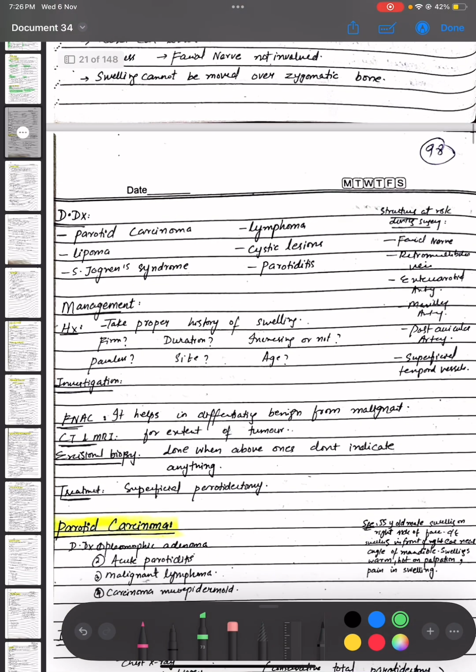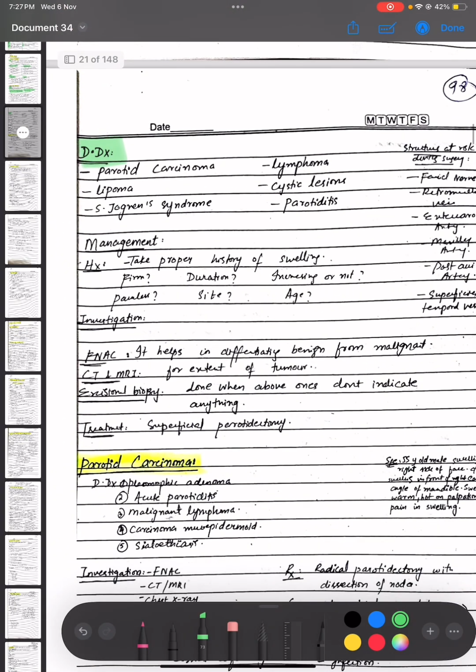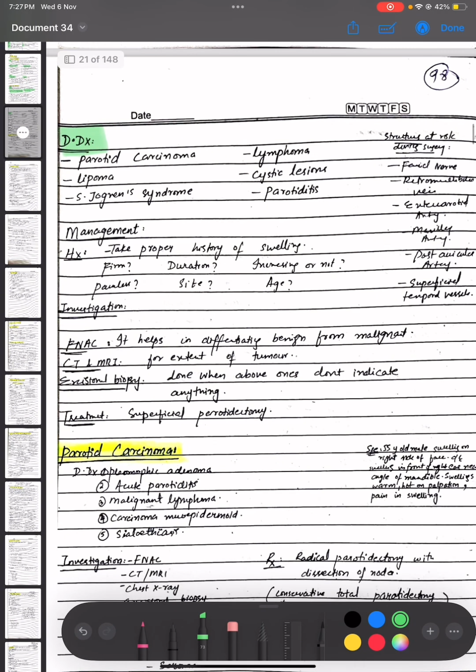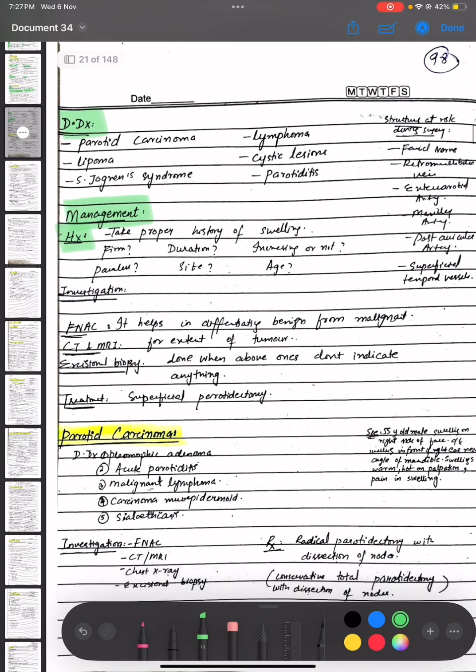Now, what are the differential diagnoses? The differential diagnoses of pleomorphic adenoma are parotid carcinoma, lipoma, Sjogren syndrome, lymphoma, cystic lesions, and parotiditis. What are the management options? In management, we will take the history of the patient, a proper history of the swelling: whether it is firm, what is the duration, increasing or not, painless or not, what is the site, and what is the age.